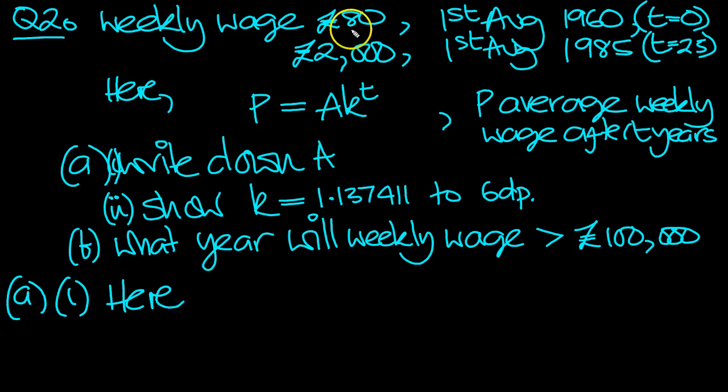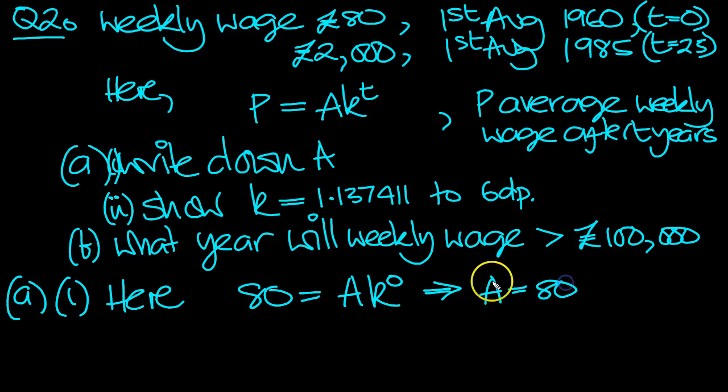So here we know that initially when T is 0, P is £80. So 80 is equal to A times K to the power 0. Anything to the power 0 is 1, so 1 times A is equal to £80. So we can write that down straight away. A is 80. So A is the value 80.